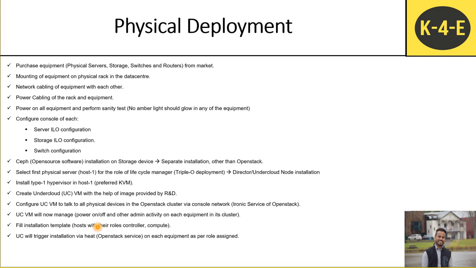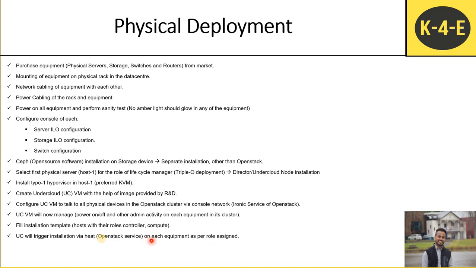Here you have Ansible and different automation frameworks which help in deploying your complete application and cluster automatically, with minimal user intervention. The user needs to just fill the template and initiate the installation. Then in the background, the automation framework takes care of the complete installation. UC will trigger installation via Heat. Heat is a method, a bridge, you can say an entry point, from where you talk to your overcloud.